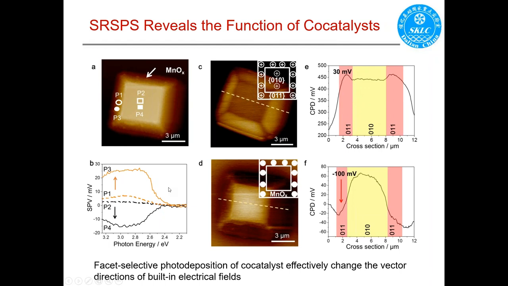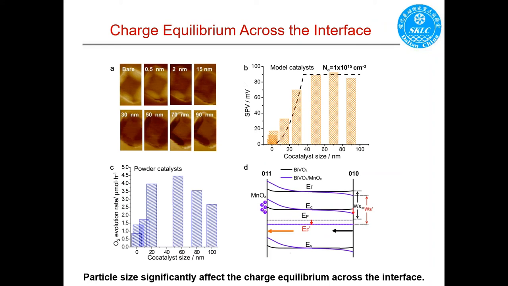This experiment clearly demonstrated that if you add some co-catalyst in these systems, the photogenerated holes and electrons can be simultaneously extracted to the surface. So it's very important to photocatalysis. Furthermore, we see that if you increase the particle sizes, the surface photovoltage on the side facet is greatly enhanced, and at the same time, the photocatalytic performance is also increased. So this experiment also clearly demonstrated that the co-catalyst has a very strong function in the built-in electrical field alignment. That's the reason why the photocatalytic performance is greatly enhanced.